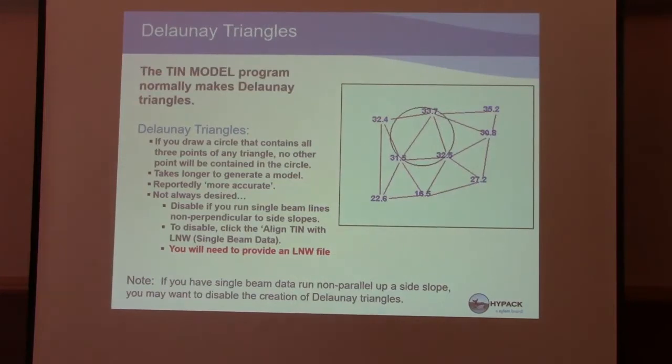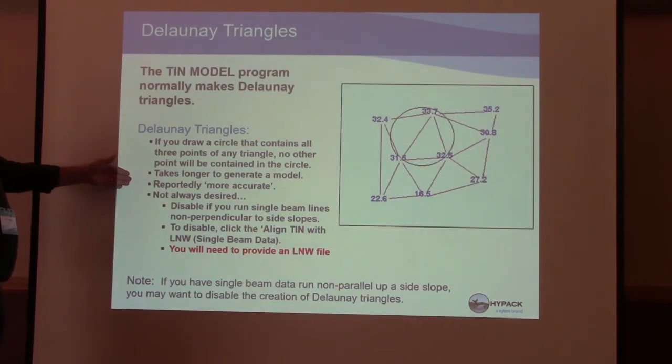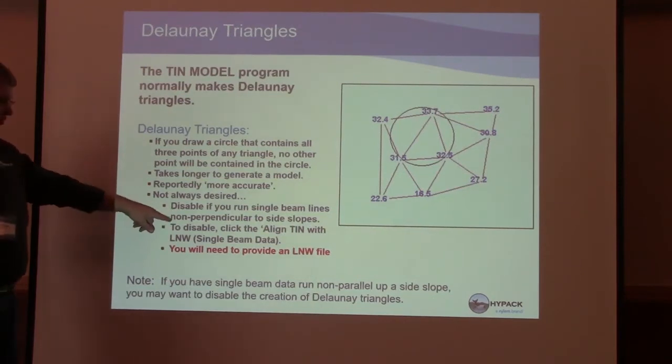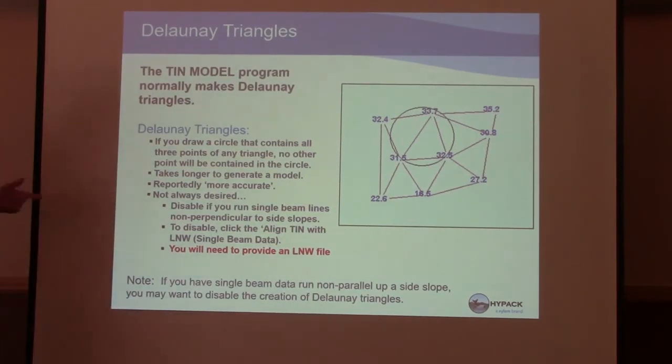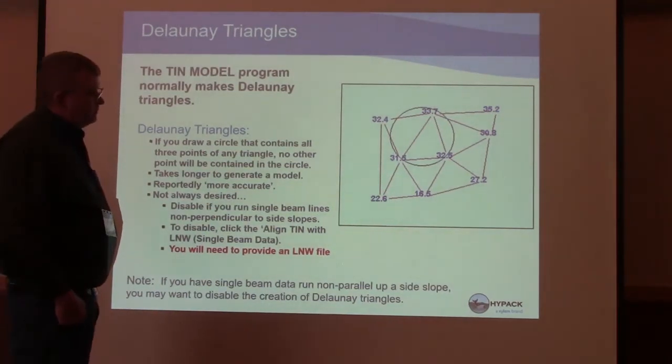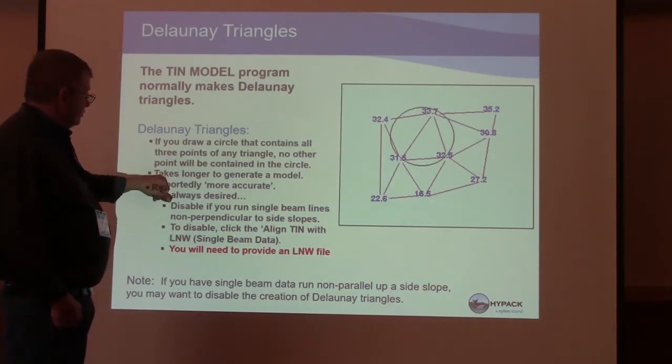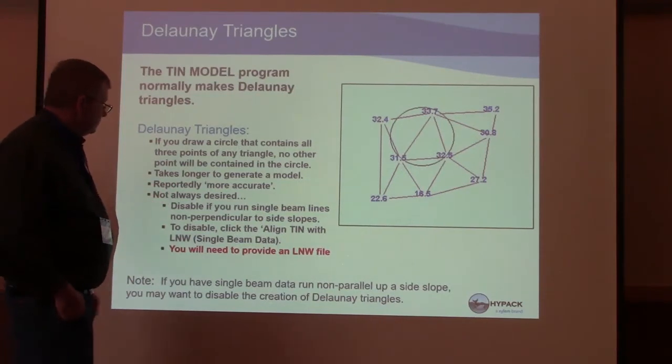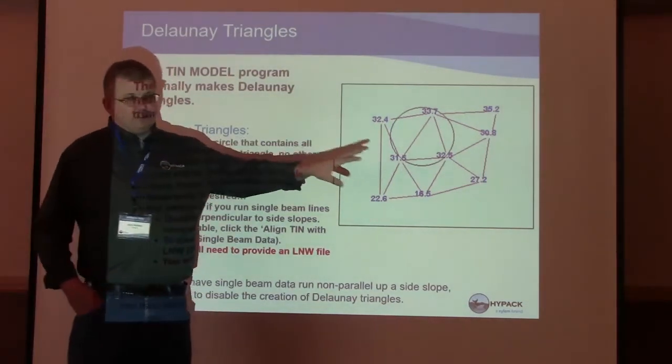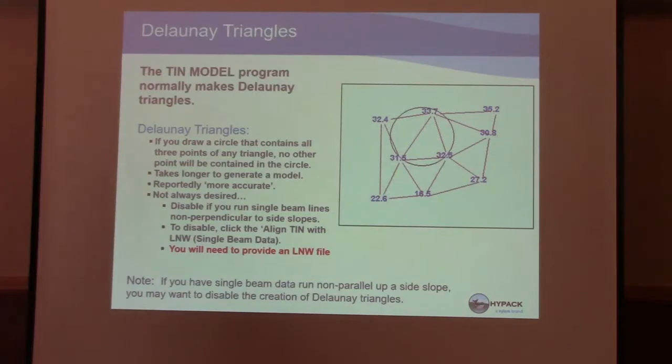Delaunay triangles. The drawn circle contains all 3 points of any triangle. No other point will be contained in the circle, right? Single beam lines are not perpendicular to side slopes. That's why you would align it. You need to provide the line file, but it has to do with the methodology that the software uses to create the triangles.